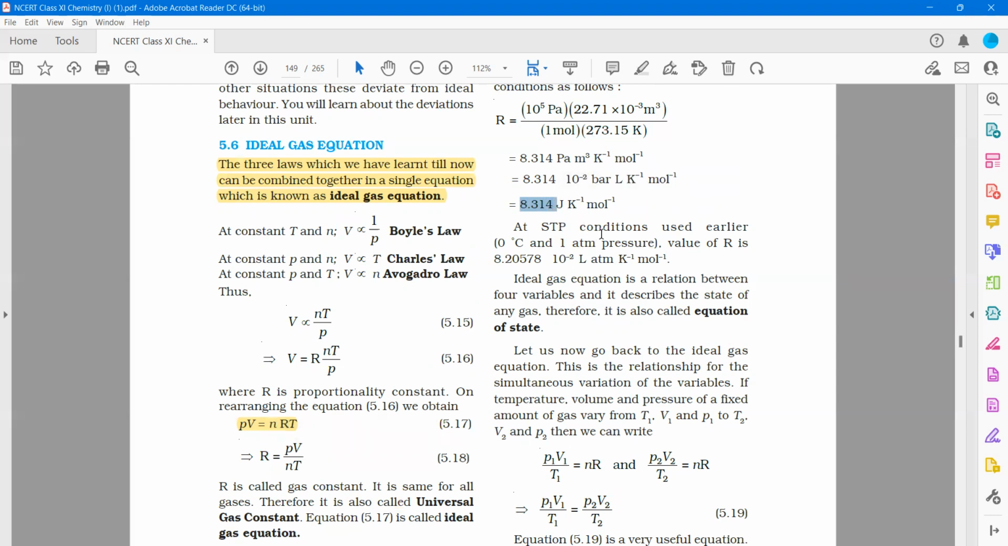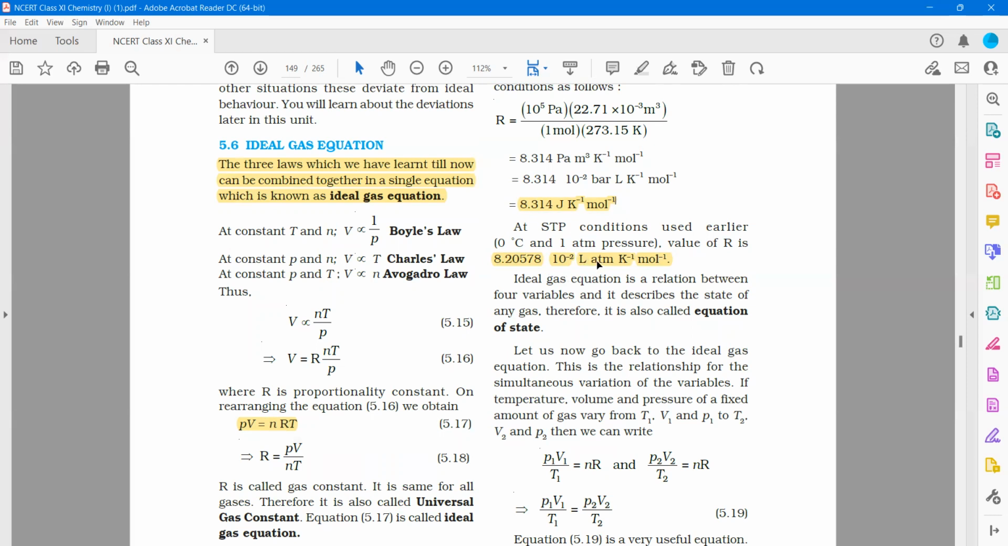Okay, so at STP condition used earlier, that is 0 degrees centigrade and 1 atm pressure, the value of R is 8.2 into 10 to the power of minus 2 liter atm per Kelvin per mole. So you will see that it is different for different values, right? Different units give different values of R. You need to put this value of R depending upon what type of unit is used in the question.